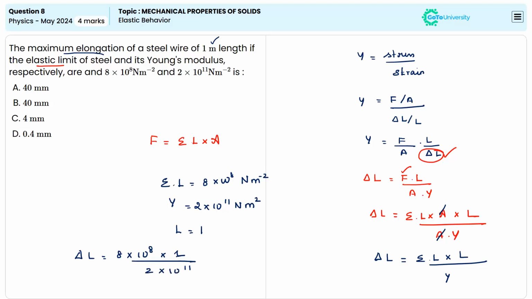When we simplify the terms, it will be equal to 4 times 10 to the power negative 3 with the unit of meter. But in the options, everything is in the unit of millimeter. So we can write our answer as 4 millimeter, because 10 to the power negative 3 represents milli. So the correct answer here is option C.